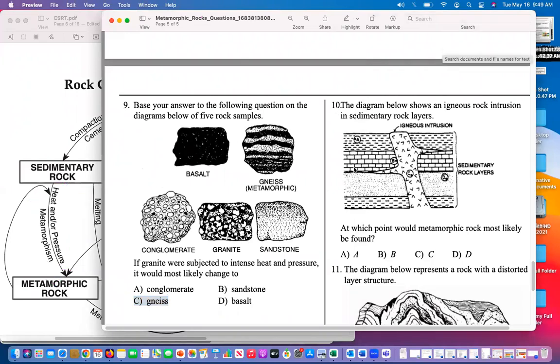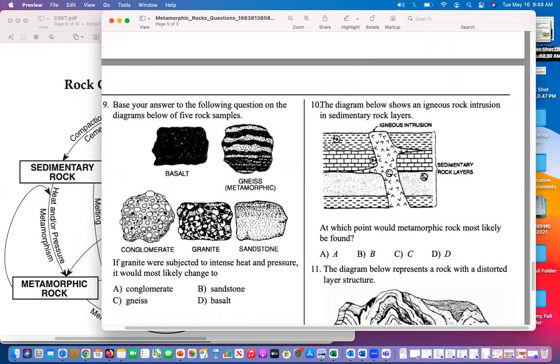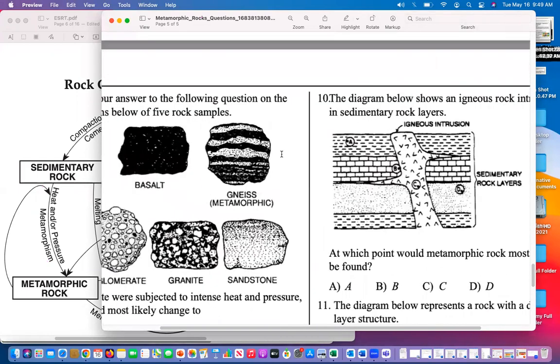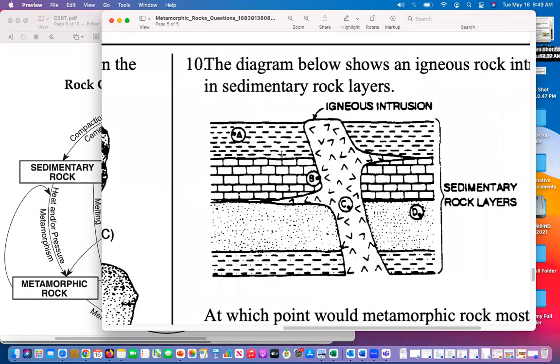All right. Number 10. We're looking at number 10 now. Oh, there you go.